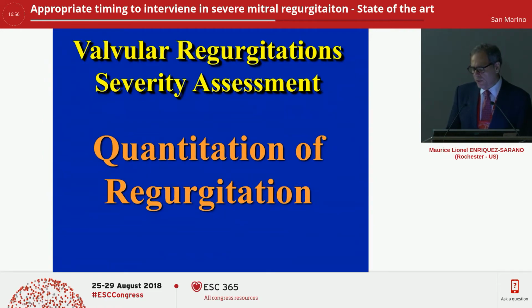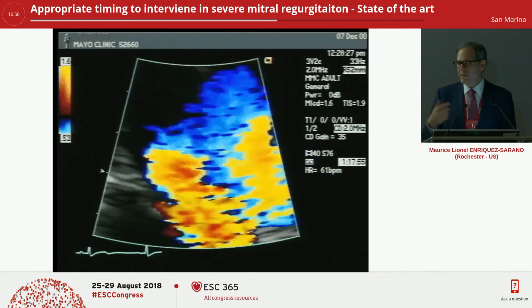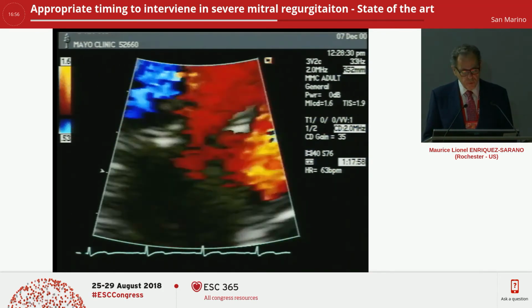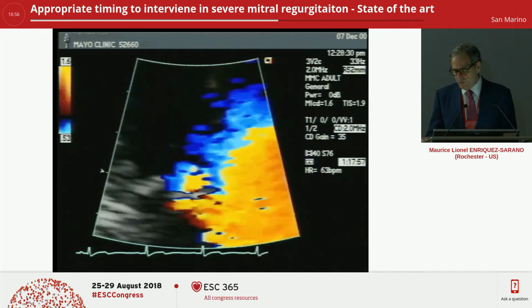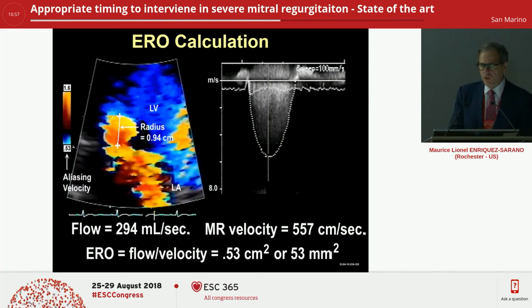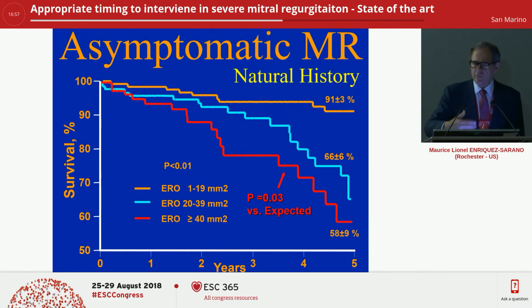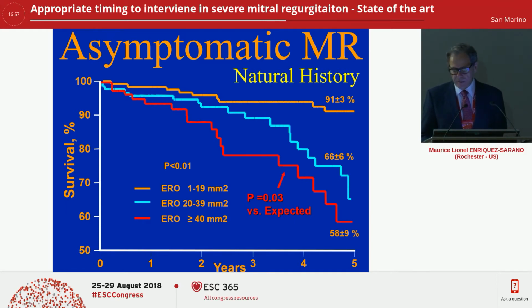So we were on the quantitation of regurgitation, and we think that quantitation of regurgitation should be applied. This is the PISA, the most used method for the quantification of MR. This is an eccentric jet of MR. It's feasible in most patients. You can measure the effective regurgitant orifice. And when we did the prospective studies that we published in the New England Journal of Medicine, it was the main predictor of outcome of survival after diagnosis, but also of cardiovascular events after diagnosis under medical treatment. After surgery, the effect disappears.